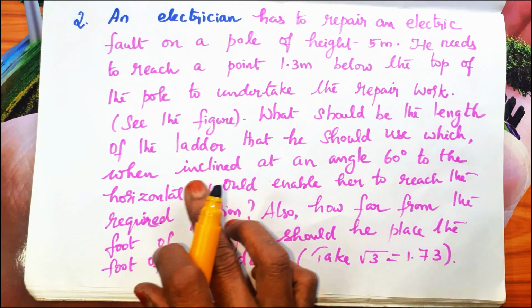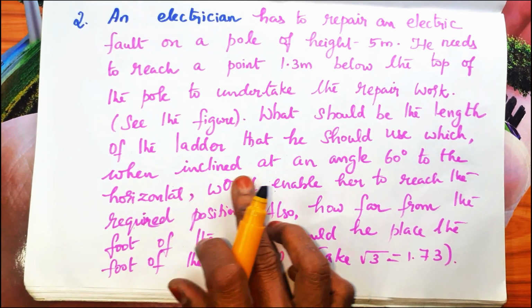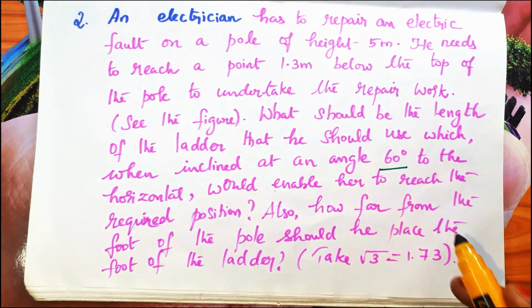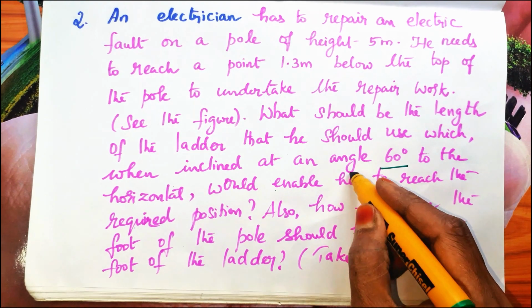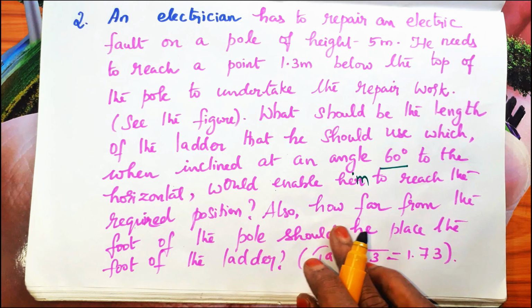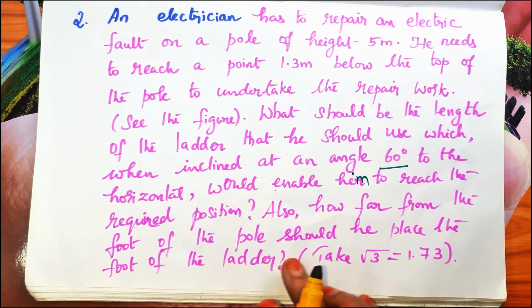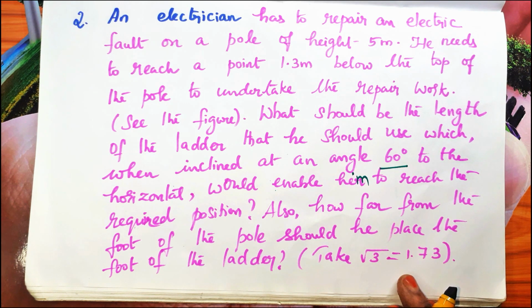What should be the length of the ladder that he should use, which when climbed at an angle of 60 degrees to the horizontal, would enable him to reach the required position? Also, how far from the foot of the pole should he place the foot of the ladder? They have given root 3 is equal to 1.73. So when we get root 3 in the answer, finally we have to multiply by this value and give the answer.